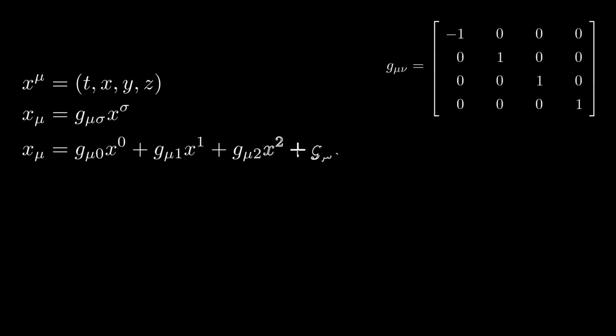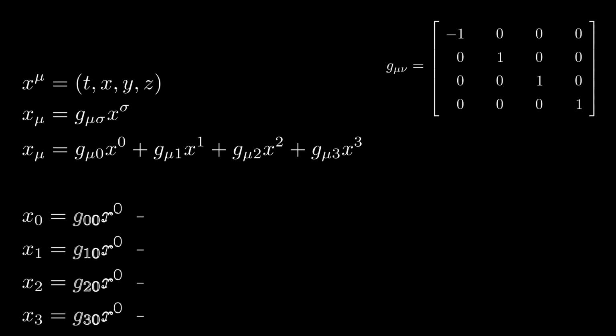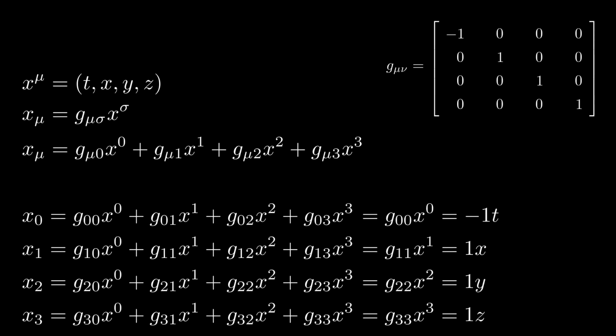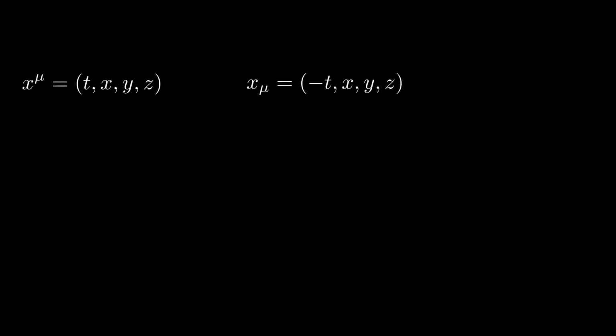Again, we can write out the sum and get each component of the lowered x vector. The matrix is diagonal, so only one term is left over from each sum. We then see that the lowered x vector is the same as the original, but the time component has a flipped sign. Now, let's see what the following quantity is.